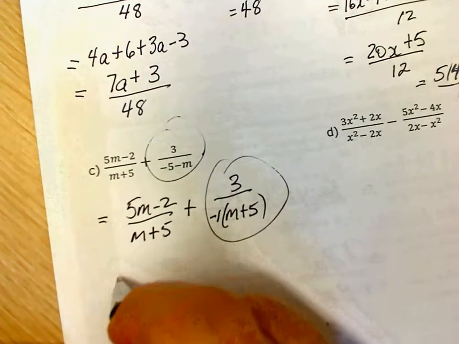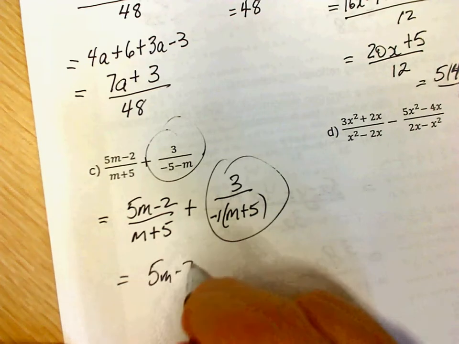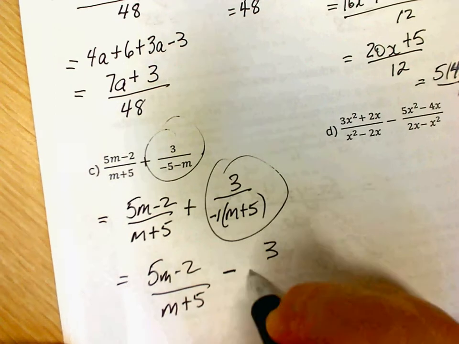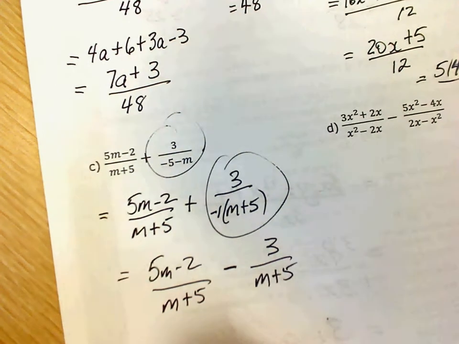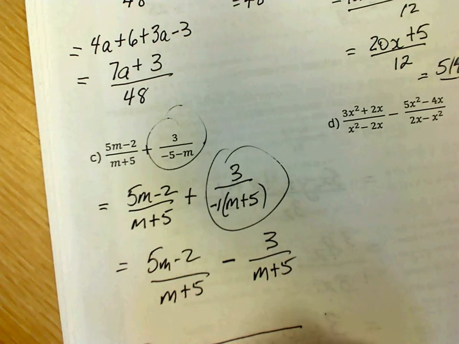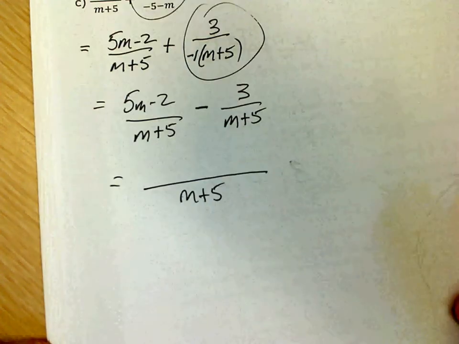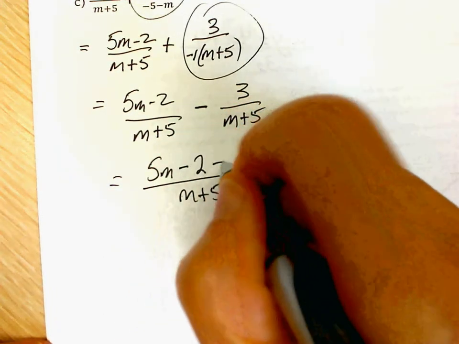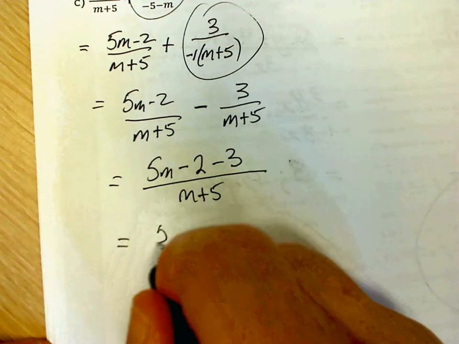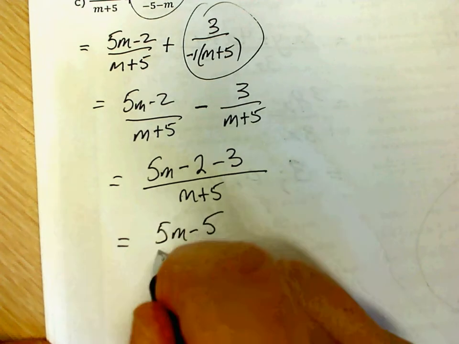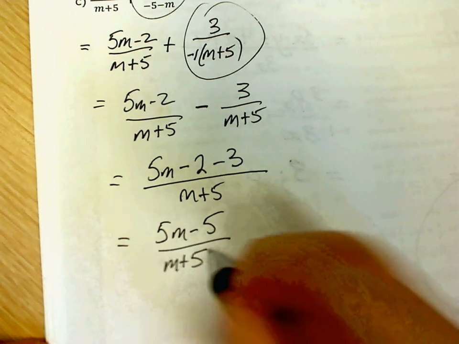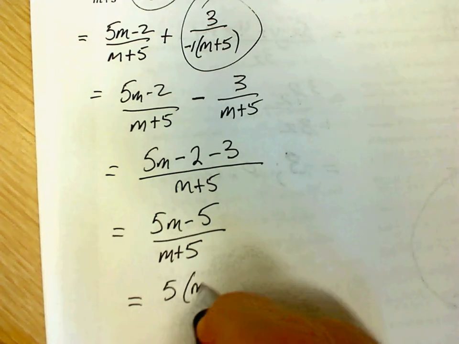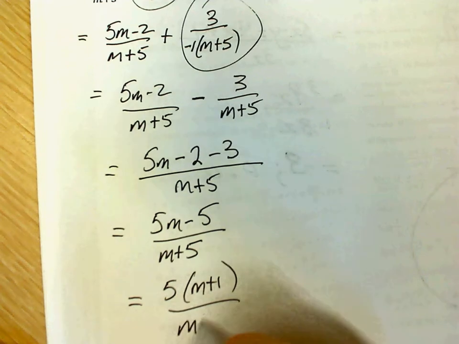So this is 5m minus 2 over m plus 5 minus 3 over m plus 5. So we can write that all over m plus 5. So we have 5m minus 2 minus 3, and that's 5m minus 5 over m plus 5. Let's factor out the 5, see if there's anything else we can divide out. No, nothing.